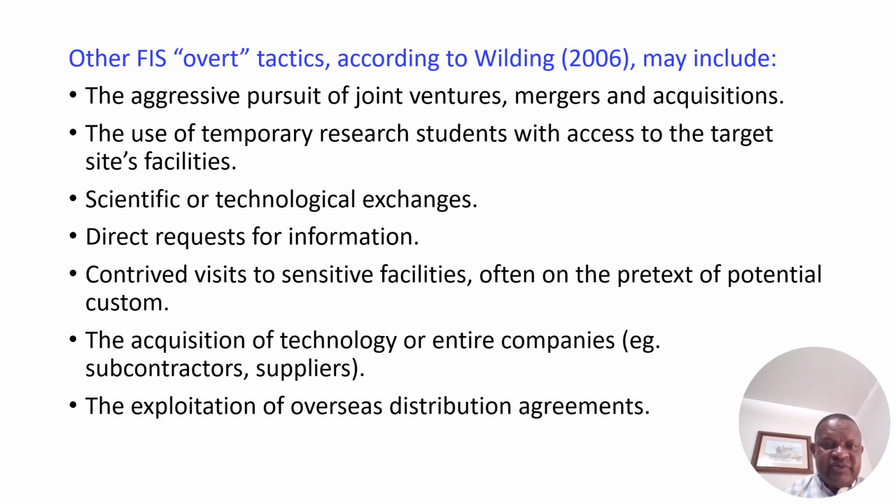Other foreign intelligence services' overt tactics, overt is open, may include the aggressive pursuit of joint ventures, mergers and acquisitions, the use of temporary research students with access to target sites and facilities, scientific or technological exchanges, direct requests for information, contrived visits to sensitive facilities, often on the pretext of potential custom, the acquisition of technology or entire companies, e.g., subcontractors and suppliers, the exploitation of overseas distribution agreements.